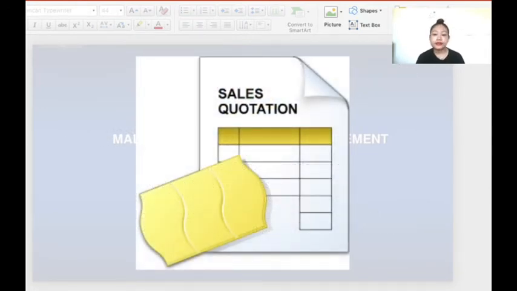Next one, let's take a look at the second type of method of public procurement, which is the quotation.